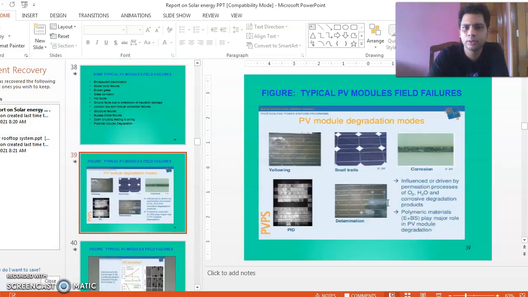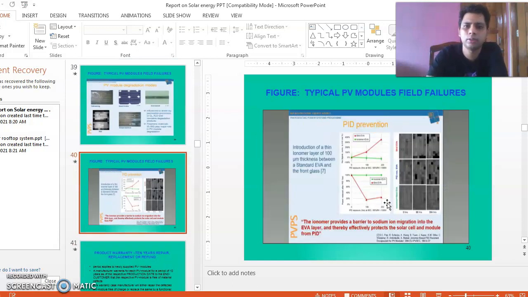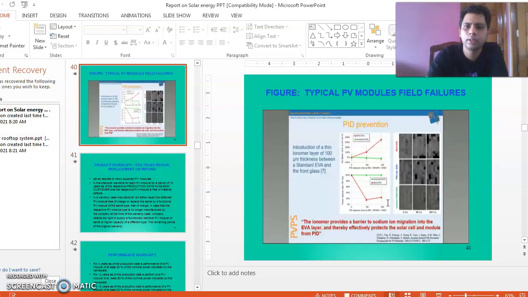Here you see the degradation losses: yellowing color, snail trails, corrosion, PID losses, delamination, color fading. It will degrade the generation. So when there is low generation, it means there is revenue loss. In the graph you can see the losses here.